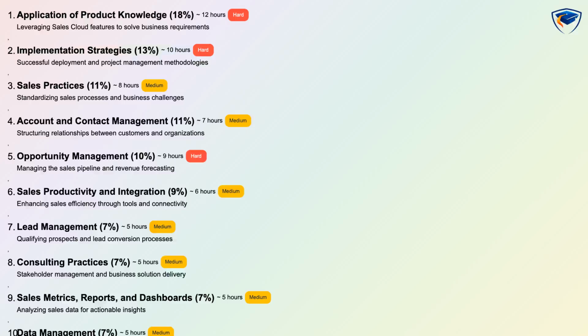The largest domain is application of product knowledge at 18%, followed by implementation strategies 13%, sales practices 11%, account and contact management 11%, opportunity management 10%, sales productivity and integration 9%, and then lead management, consulting practices, sales metrics, reports and dashboards, and data management each at 7%.